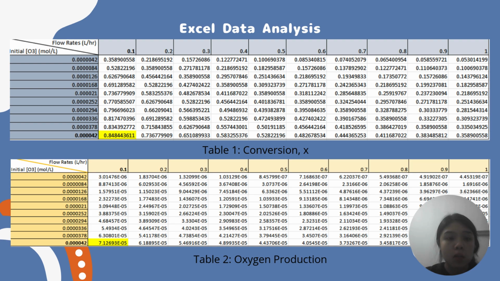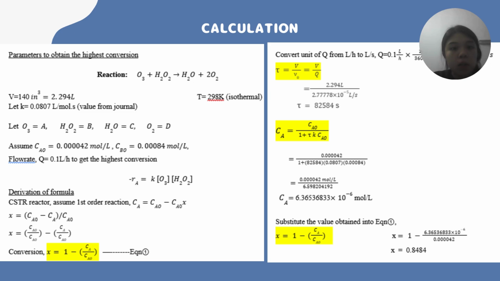From here, we know that the initial concentration equals 0.42 and flow rate equals 0.1 liter per hour. We will get the highest conversion using these two values. In order to get this X equals 0.8484, first of all, by simple formula derivation, we get this formula for conversion. Then we'll also learn about this formula.